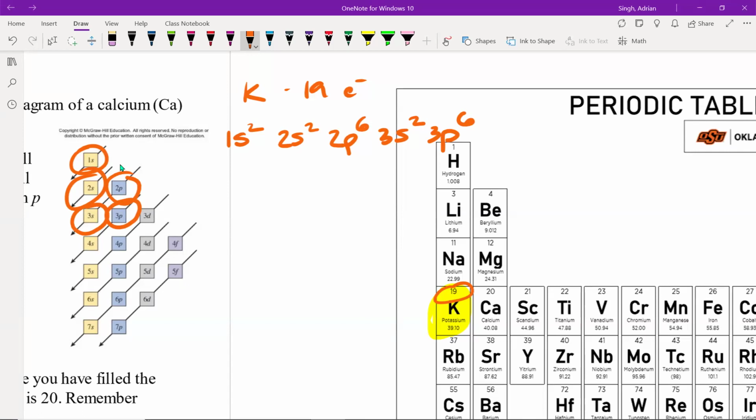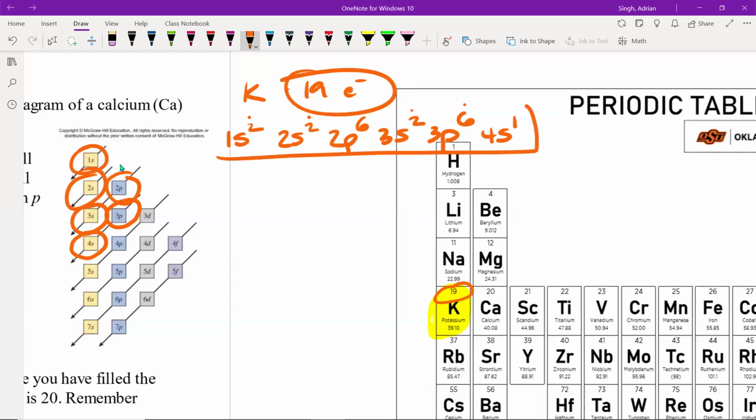So let's take a quick check here. We have 2 plus 2 is 4, plus 6 is 10, plus 2 is 12, plus 6 is 18. I have one more electron. That electron is going to go into the next energy level, which is the 4th energy level, and specifically the 4s. I just have one electron remaining, so it'll be 4s1. So this is your electron configuration for the potassium atom.